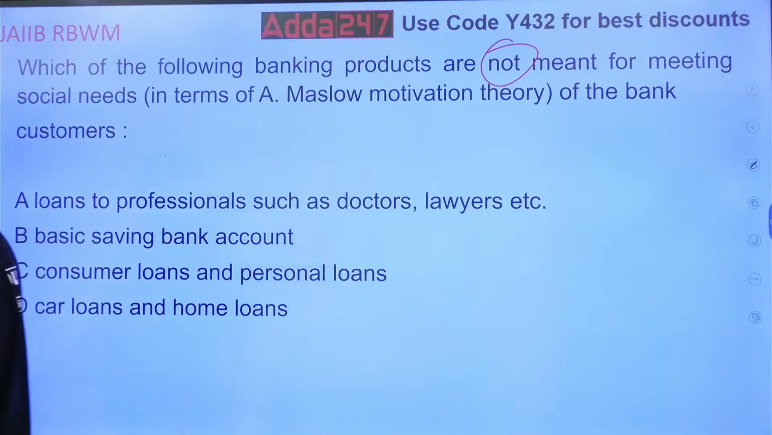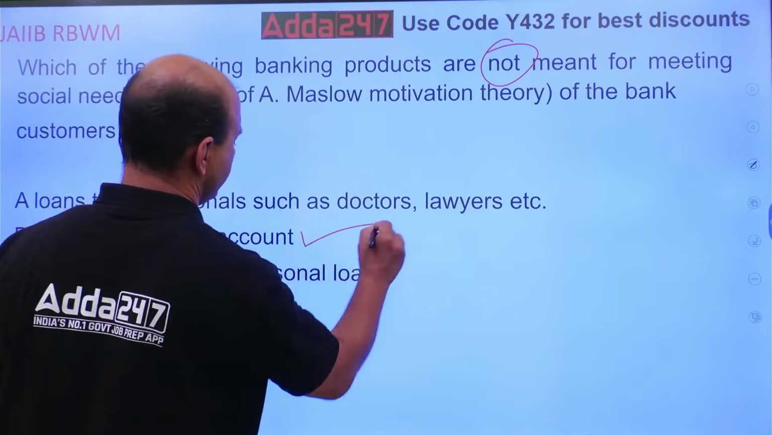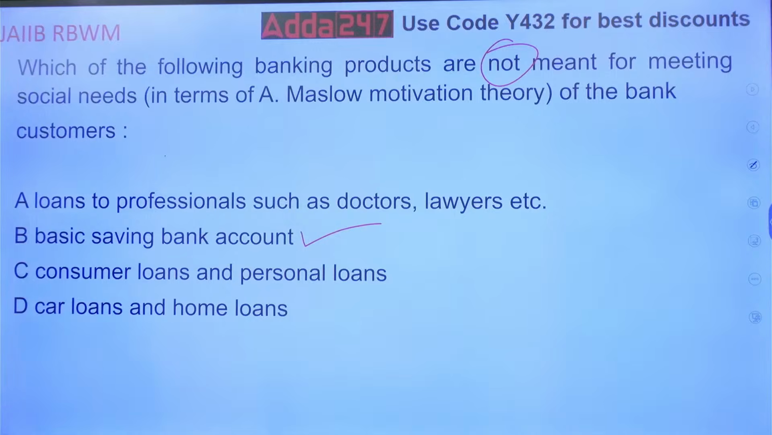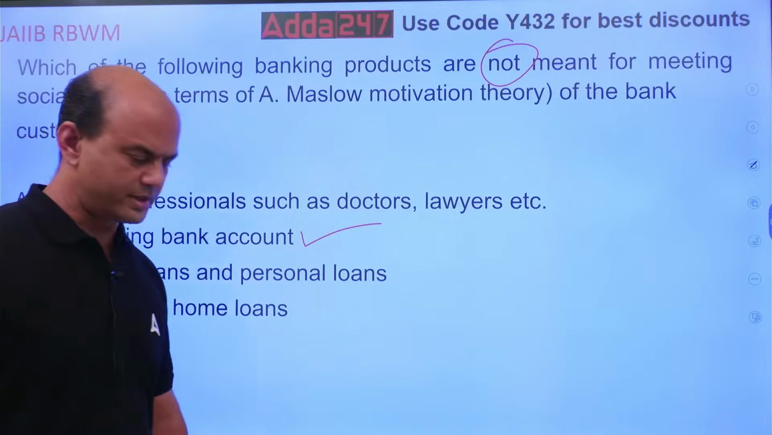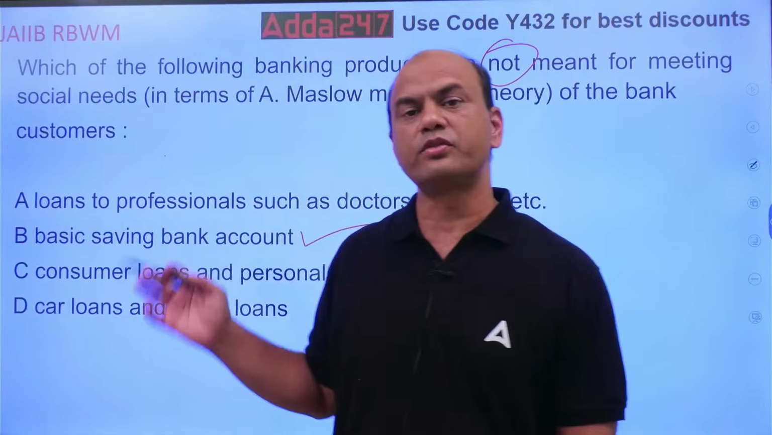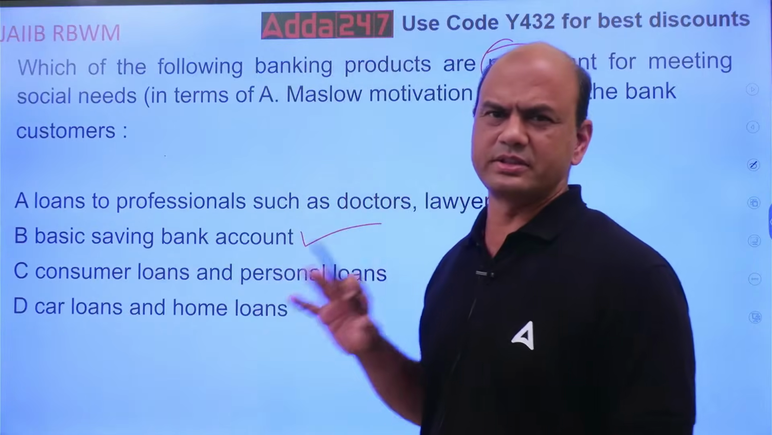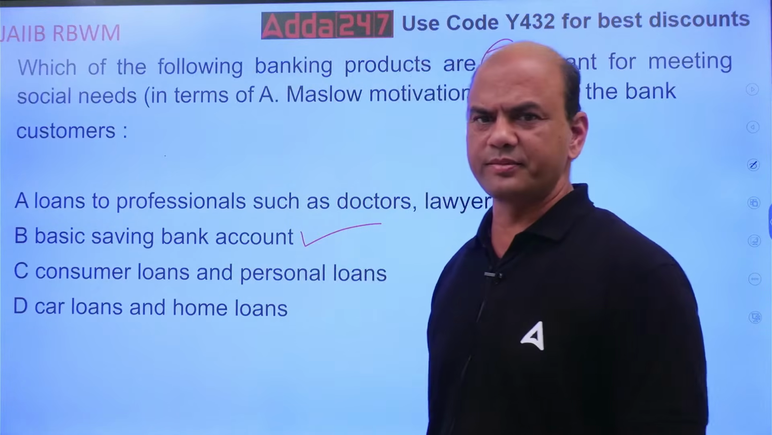Think. Not meant. BSBD, right? BSBD accounts. Jan-Dhan accounts. Okay, basic banking accounts. These are for physiological, mainly physiological needs. Also safety, sometimes you can say.